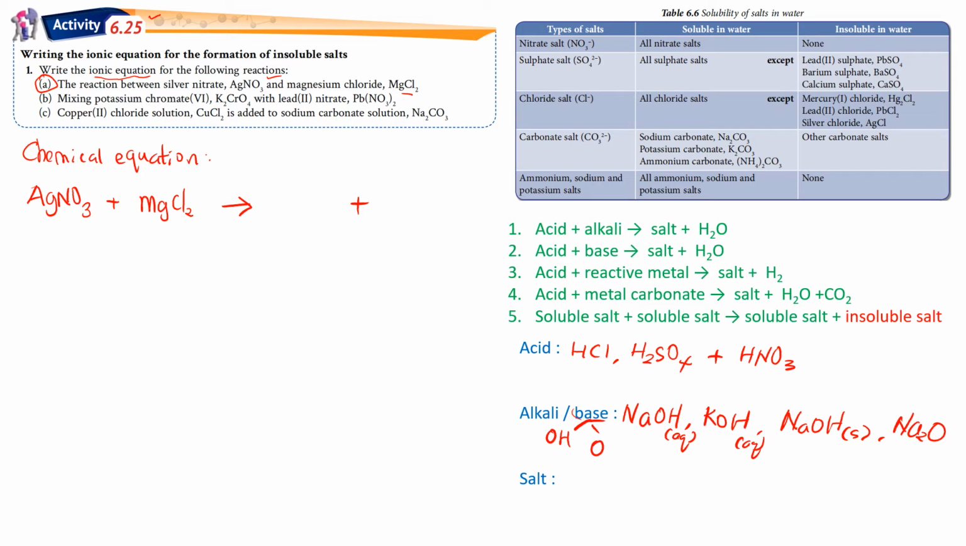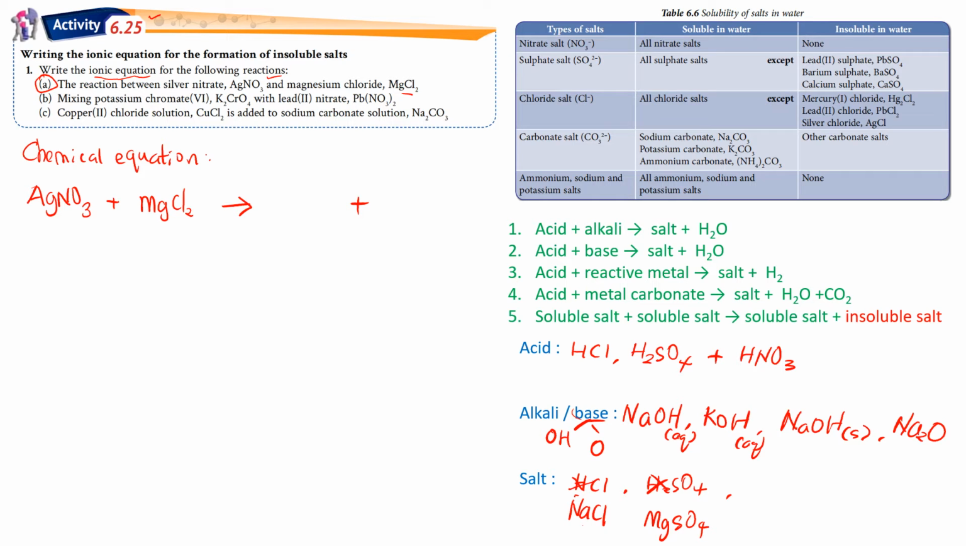What is a salt? A salt is a substance formed when the hydrogen in the acid is displaced by a metal. For example, hydrochloric acid HCl is an acid, but when the hydrogen is displaced by sodium metal, it becomes sodium chloride, a salt. Sulfuric acid H2SO4 is an acid, but when the hydrogen is displaced by magnesium, we get magnesium sulfate, a salt.